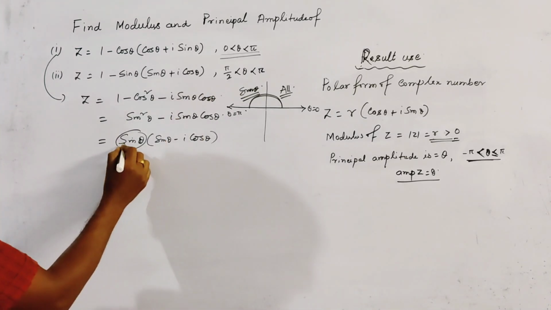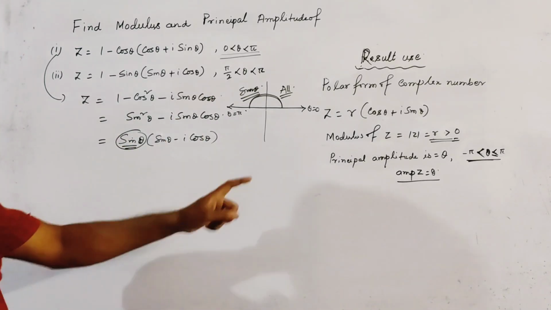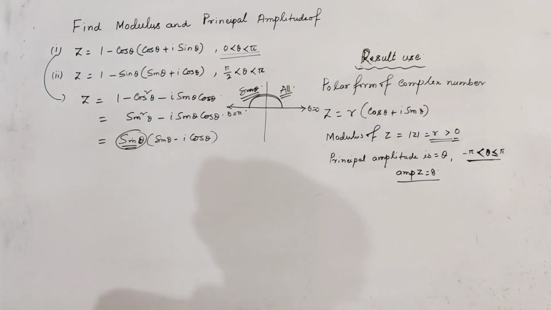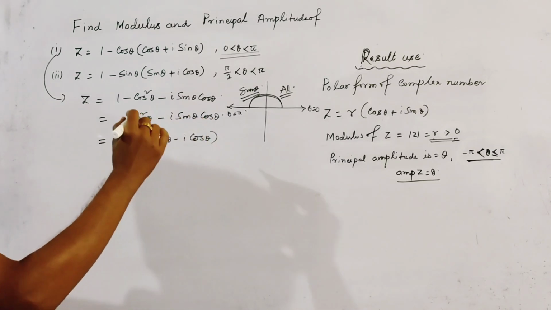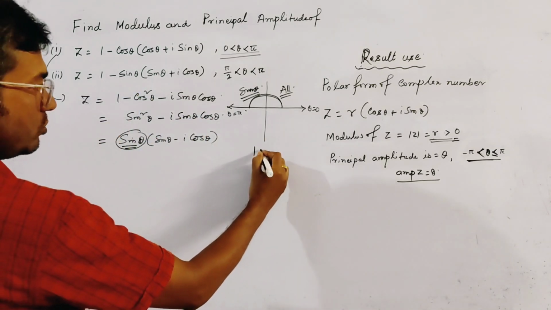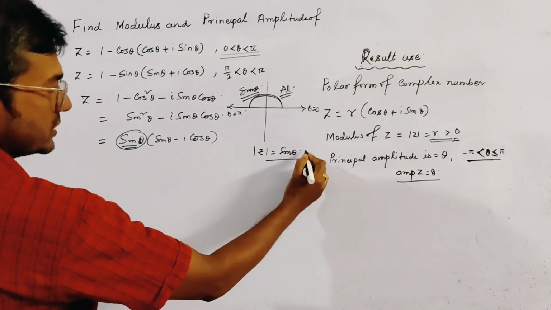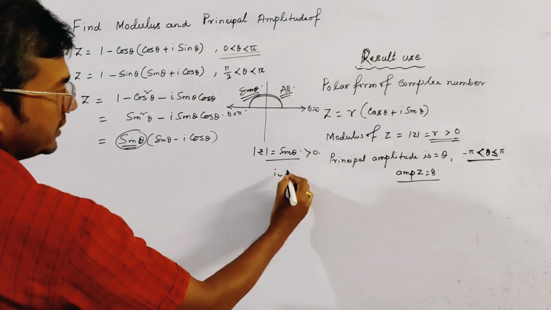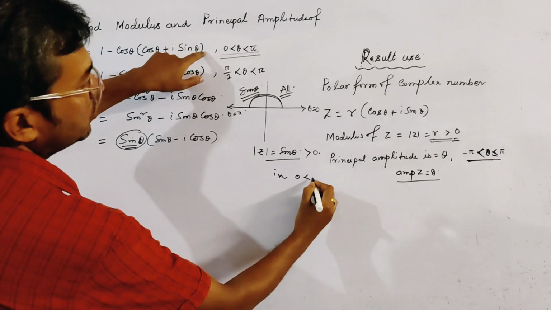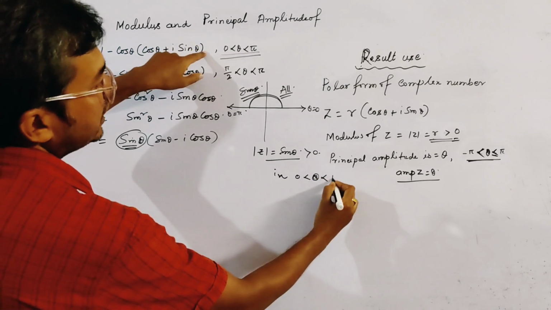Okay, so we take this as the modulus of the complex number, and it is denoted by |z| or mod z. So mod z is given by sin theta, because sin theta is greater than 0 in the given range, 0 less than theta less than pi.